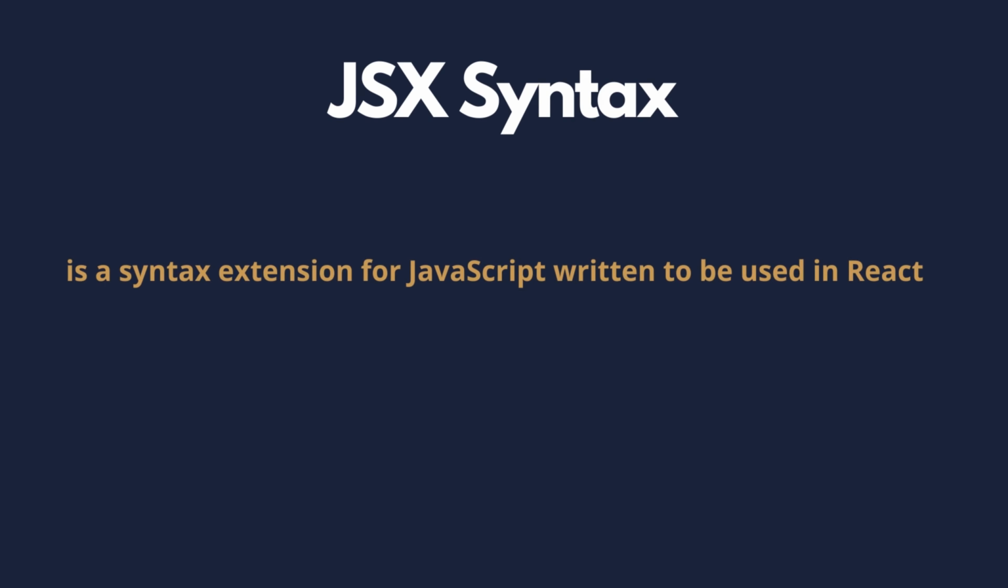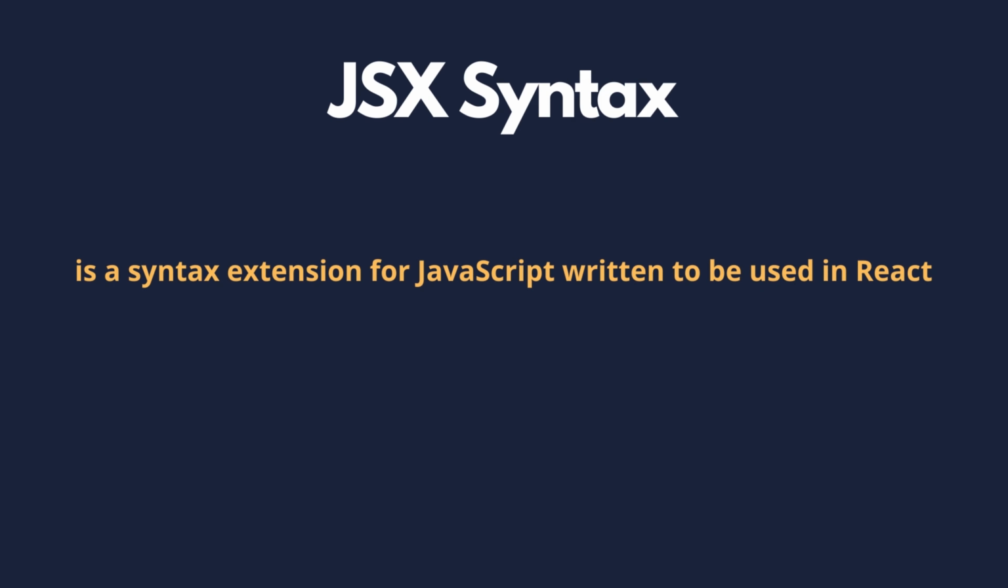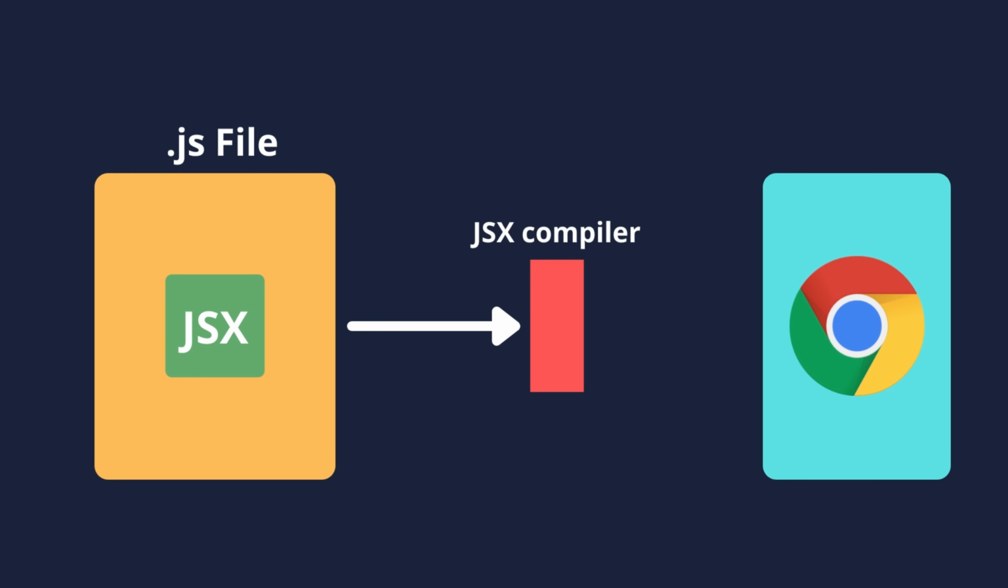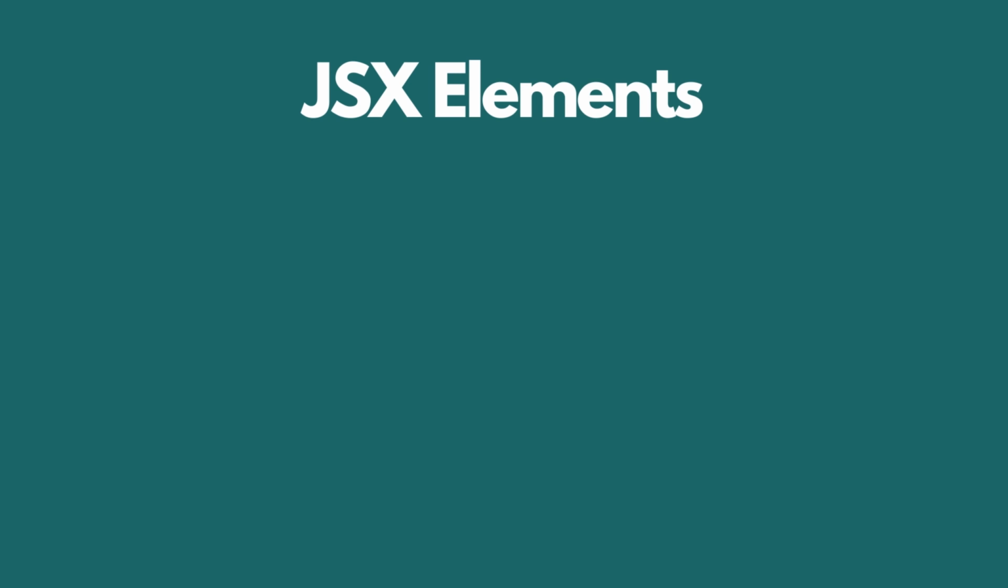JSX is a syntax extension for JavaScript. It was written to be used with React and it looks a lot like HTML. Despite the fact that it is a JavaScript syntax extension, it still cannot be read by a web browser. If a JavaScript file contains JSX code, then this file will have to be compiled first. It means that before the file reaches the web browser, a JSX compiler will translate it into regular JavaScript.